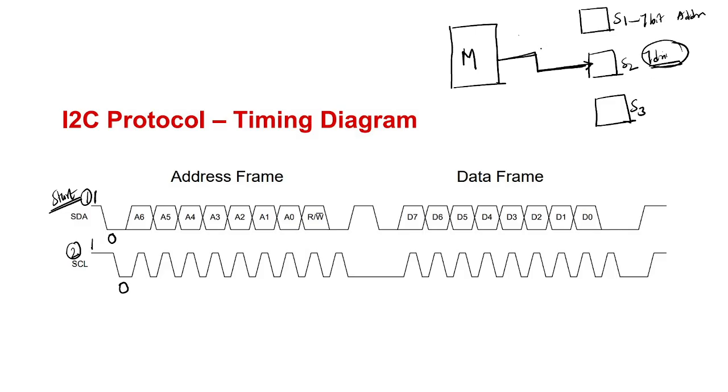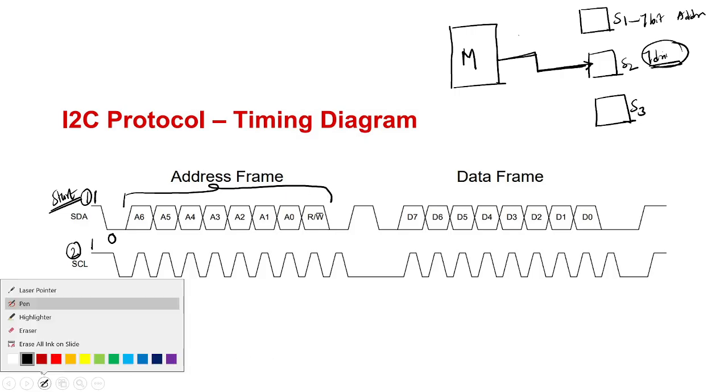So that means there is a mismatch. Master cannot identify which slave it is communicating with. There will be some address, that is the 7-bit address. This is A6, A5, A4, A3, A2, A1 and A0. So this is a 7-bit address.